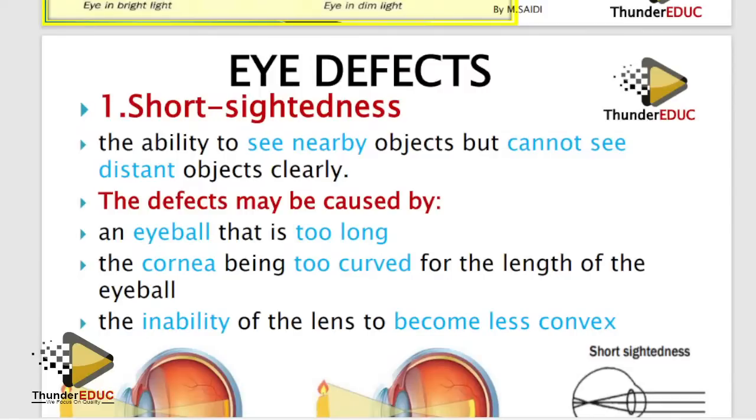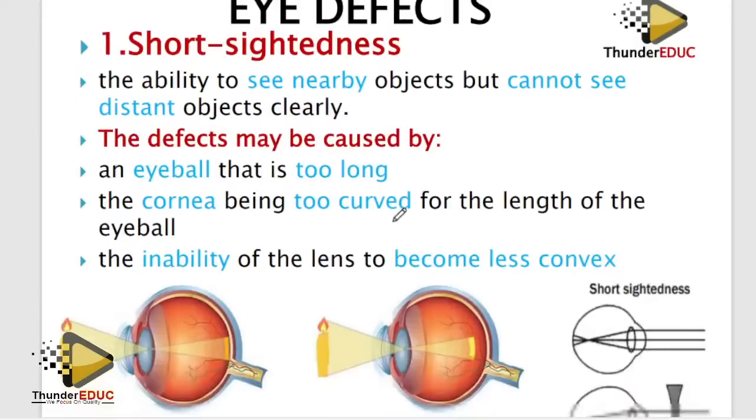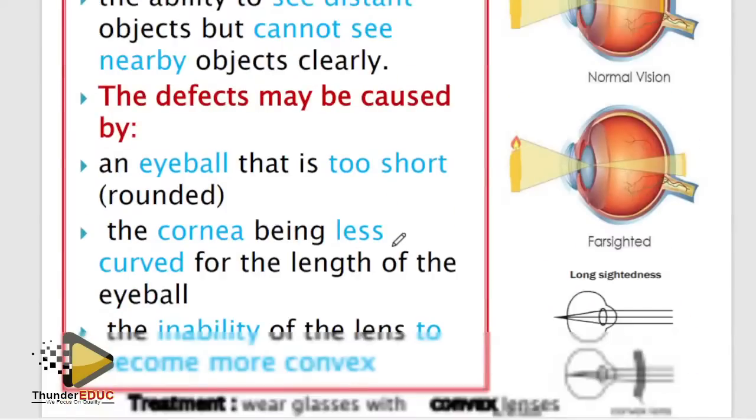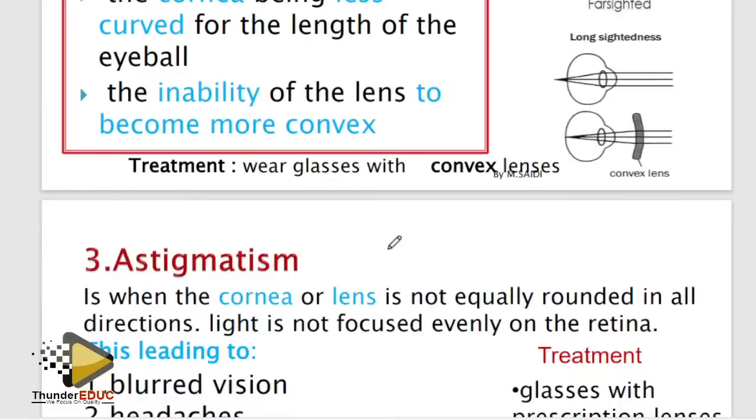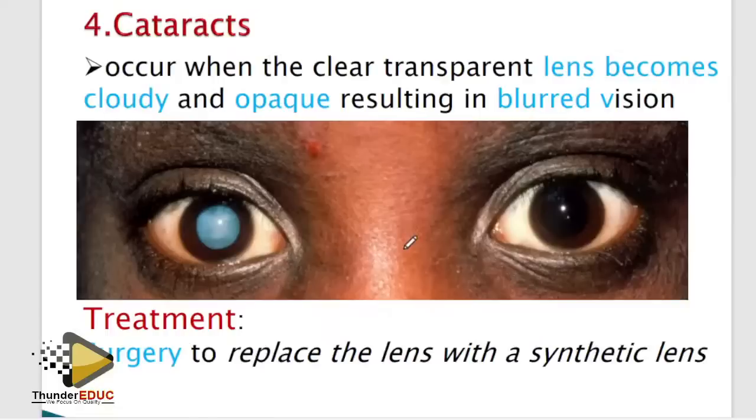So let's see what it means here. Eye defects: short-sightedness. When you say short sight, it means that you can see things which are near. Long sight means that you can see things which are far. And astigmatism means that you can see things, but you have some problems with the edges. Then cataracts, the lens has clouded. It means that light cannot go through, so you can't see things clearly.